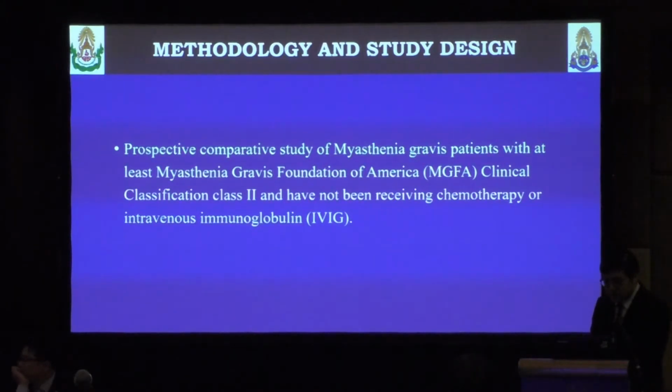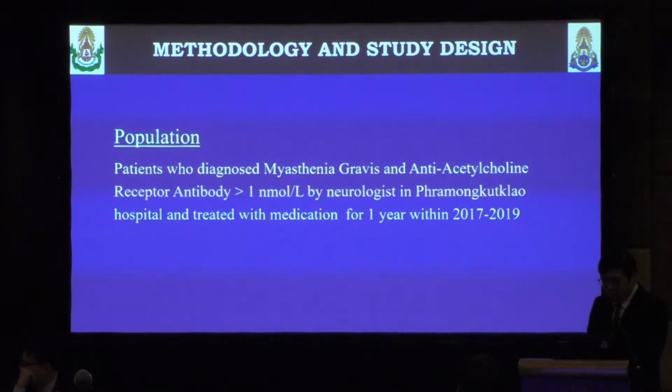We have a prospective comparative study of patients with MGFA class 2 at least, who have not been receiving chemotherapy or intravenous immunoglobulin. The population we use is all patients who were diagnosed with myasthenia gravis with anti-acetylcholine receptor antibody above 1 nanomole per liter by a neurologist in the hospital and treated with medication for 1 year, within 2017 to 2019.